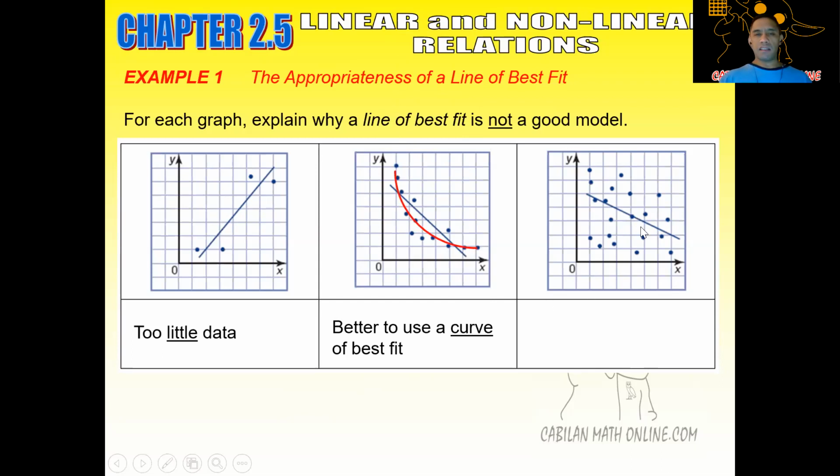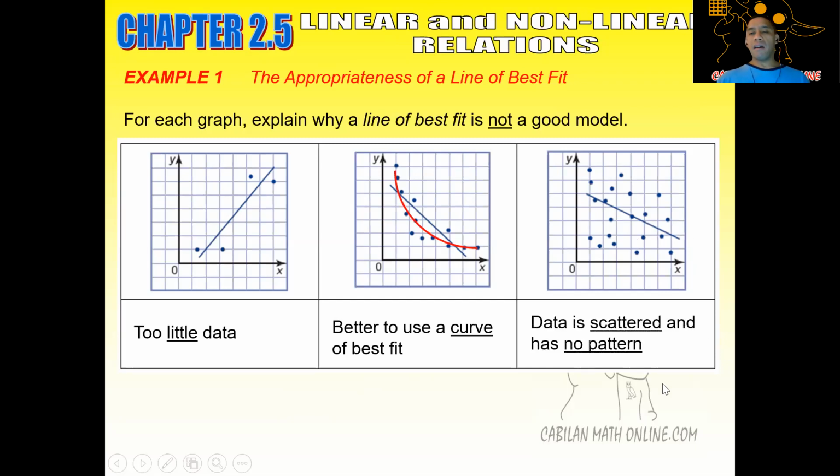Now, last but not least, this is literally a scatter plot because the points are literally scattered. If we were to take away this line and look at it at face value, you will see that there is no definite pattern. It's neither upwards nor downwards. So this line over here is actually incorrect because this set of data has absolutely no pattern.